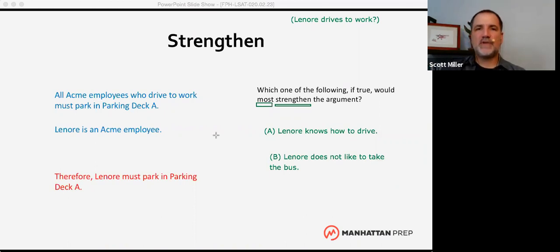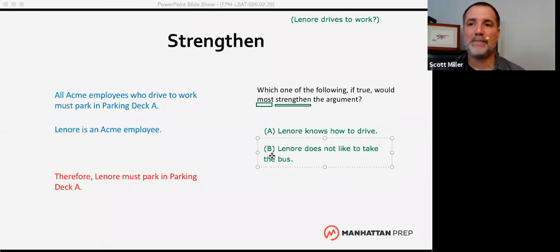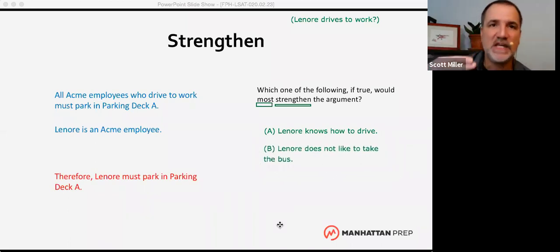And this is where strengthen questions can get a little tricky. It says "most strengthens the argument." Up until now, I've been giving you multiple examples of correct answers, and you would never see more than one. In the previous examples I've given you, like with the flaw and necessary assumption, you'd never see more than one correct answer generally.